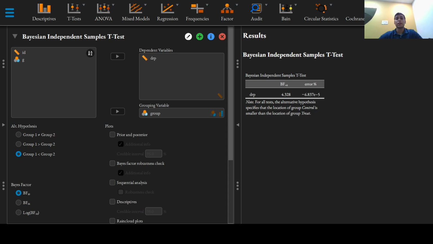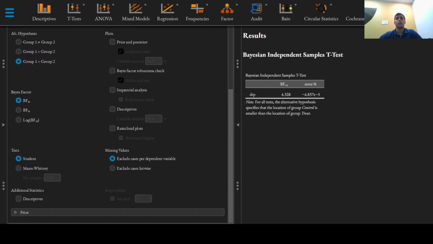Since we are exploring the adequacy of the one-tailed alternative hypothesis that the treated group is more likely to show higher reading test scores, we have selected this checkbox under the alternative hypothesis section. If a two-tailed alternative hypothesis needs to be explored, suggesting inequality of population means, that can be achieved by checking the first option.